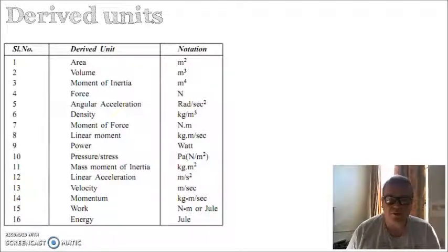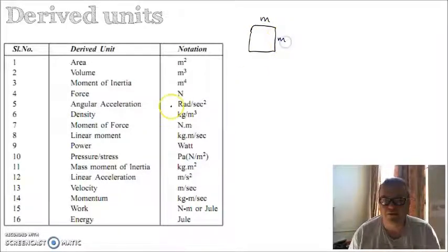Okay, now if we look at the derived units, if you remember, we were talking about base units of a meter. Here we have area, and the notation is meters squared. If you imagine a shape like a square, with a length on one side and a length on the other, you multiply both sides, you get meters times meters, which is meters squared. So that's the unit for area.